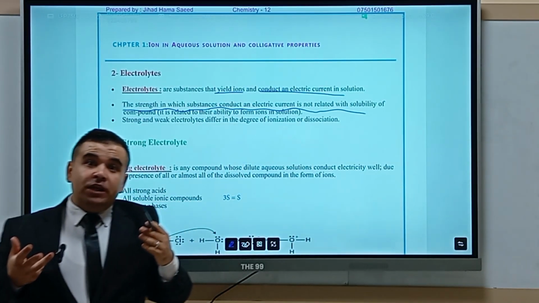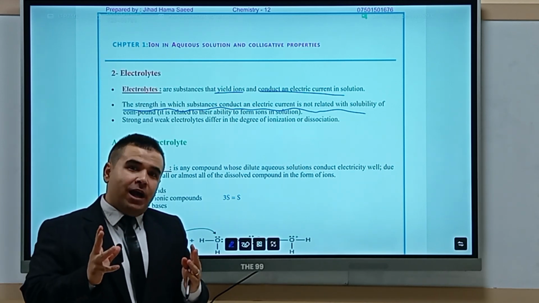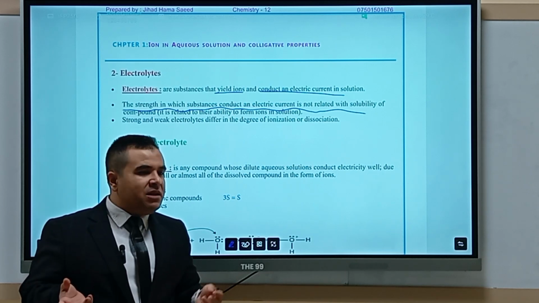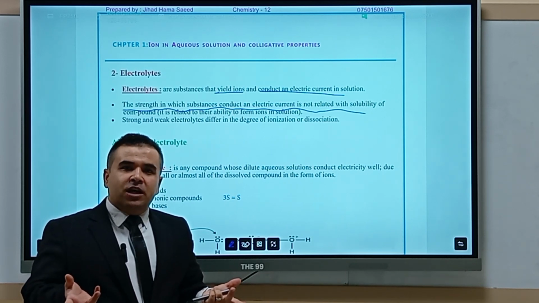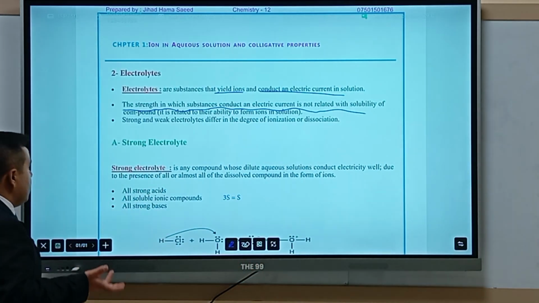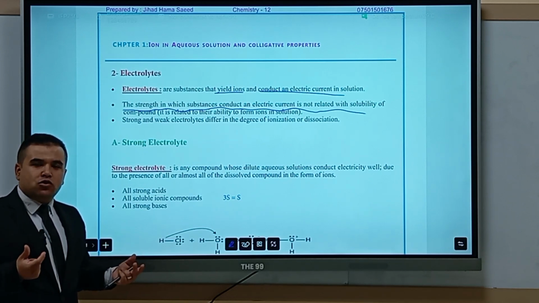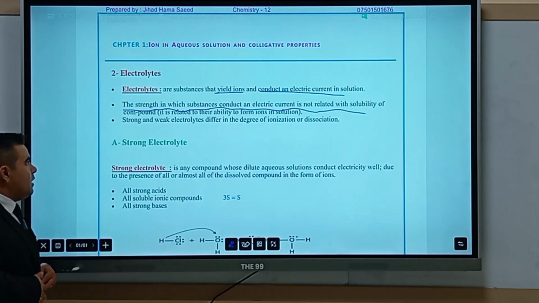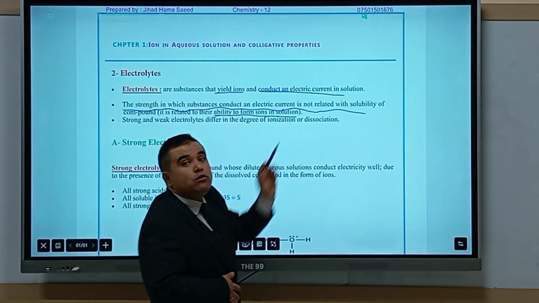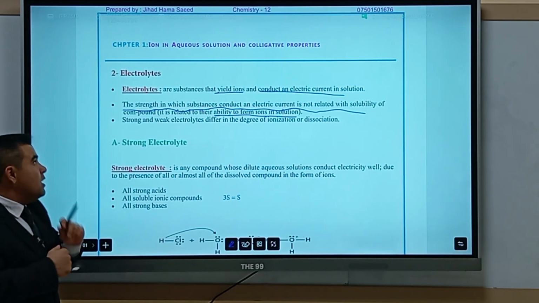The formation of ions, or the strength of conducting electricity, depends on the formation of ions, not on the solubility. There can be compounds that are highly soluble but do not form ions in the aqueous solution. They cannot be a strong electrolyte. Or there can be compounds that are not highly soluble but form a high amount of ions in the solution. It becomes a strong electrolyte. It's related to the ability to form ions in solution. So the strength of the electrolyte depends on the formation of ions in the solution.